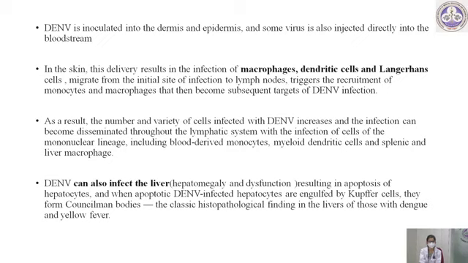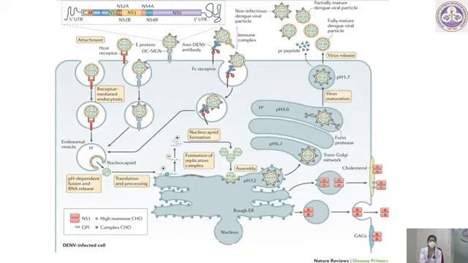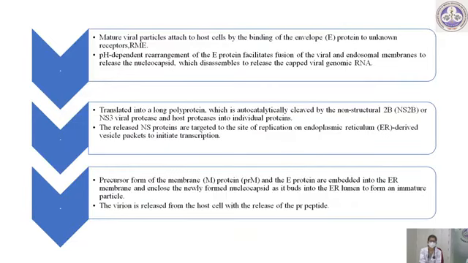Dengue virus can also infect the liver, in the form of hepatomegaly and hepatic dysfunction, resulting in apoptosis of hepatocytes. And when apoptotic dengue virus infected hepatocytes are engulfed by Kupffer cells, they form Councilman bodies, the classical histopathologic finding. This diagram represents how the dengue virus attaches to the host cell and leads to new virion formation. It attaches with the help of its envelope protein to an unknown receptor. Then there is a receptor mediated endocytosis.